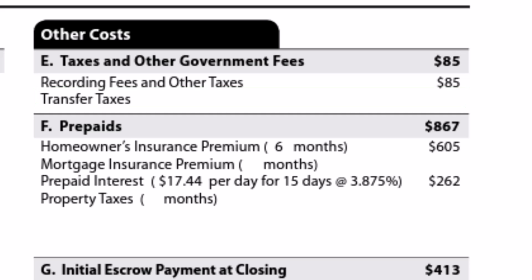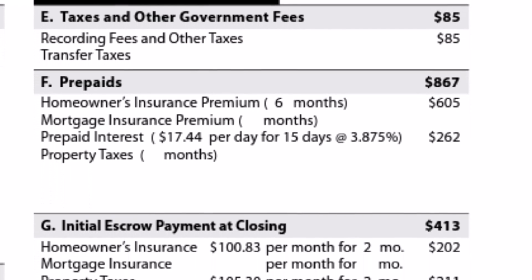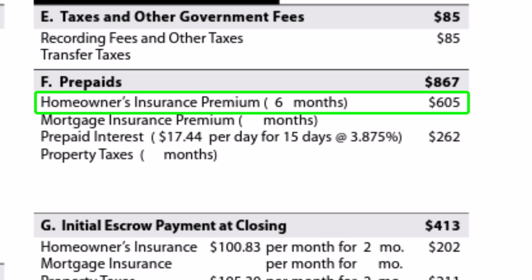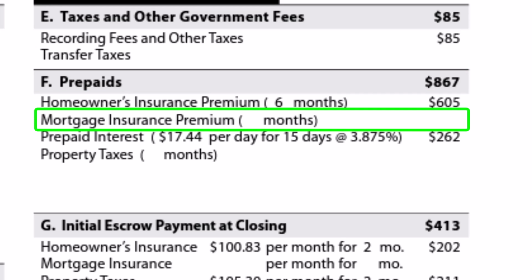Section F here is the prepaid section, and this covers all of your prepaid. These are estimated costs that you need to pay upfront, and they include homeowner insurance, which refers to the number of months worth of homeowner's insurance payments due upfront. That's typically 12 months. Then you have mortgage insurance premiums, and this refers to the number of months worth of mortgage insurance premium due upfront.